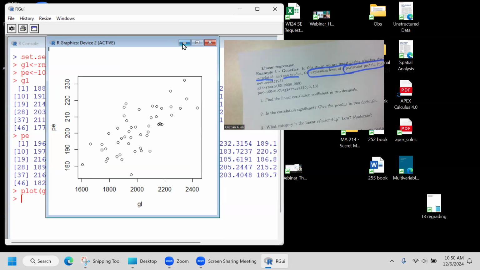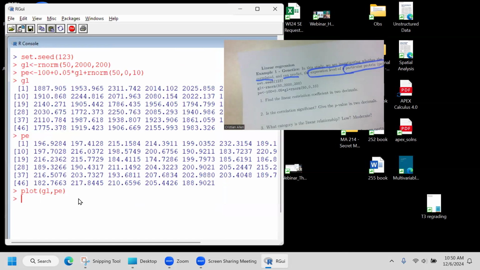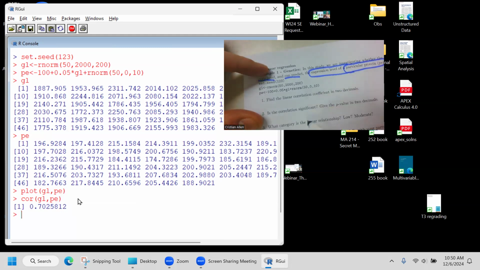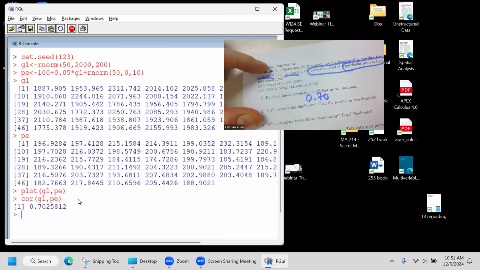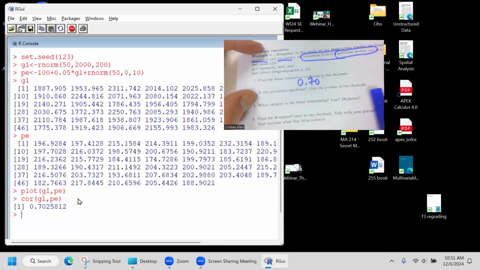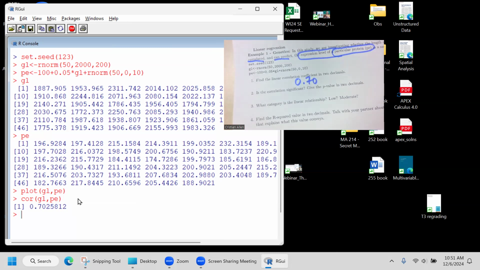So if you go back to R, you use cor. That's immediately going to give you the correlation right there. In our worksheet, we want this to two decimals: 0.70. So that's actually a pretty strong correlation.